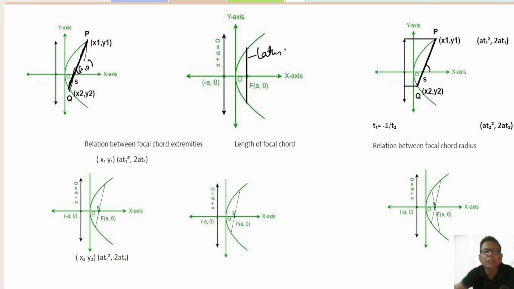What is the latus rectum? We know this distance and this distance will be equal. So if this distance is 2a and this is also 2a, the length of the latus rectum will be 2a plus 2a is equal to 4a. Length of latus rectum will be 4a.